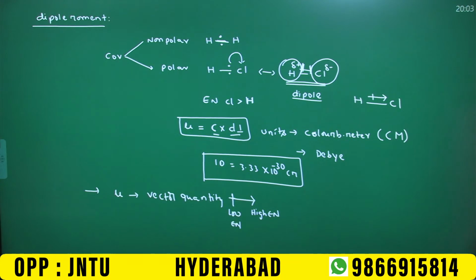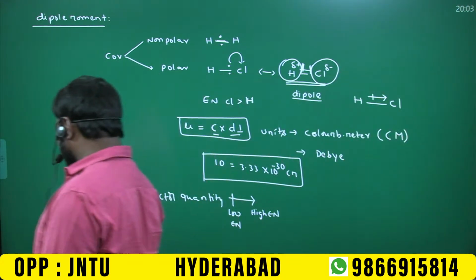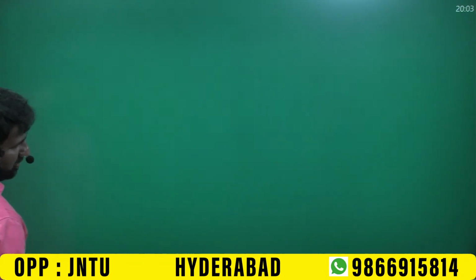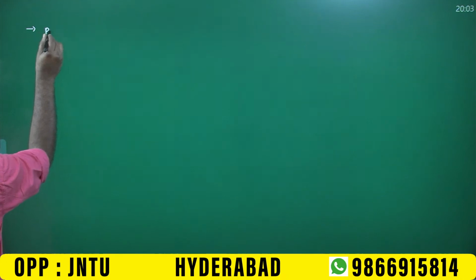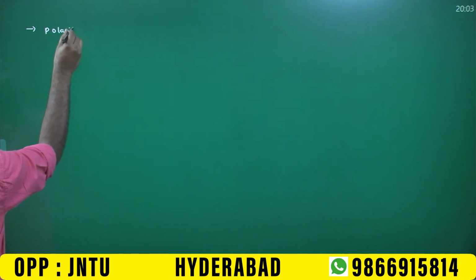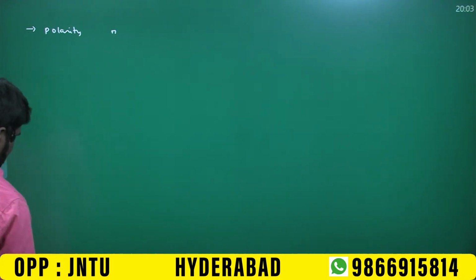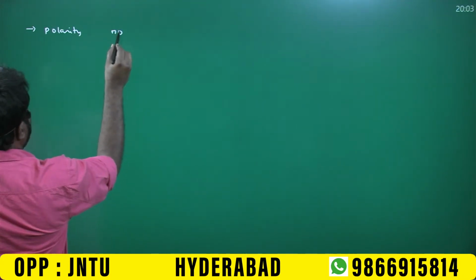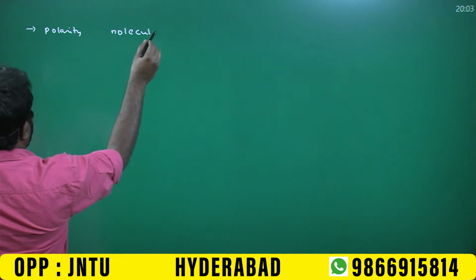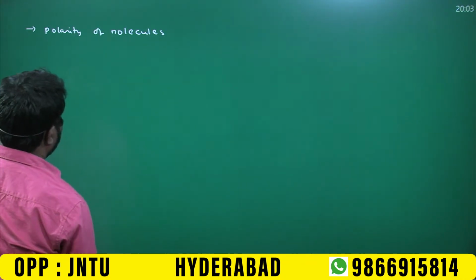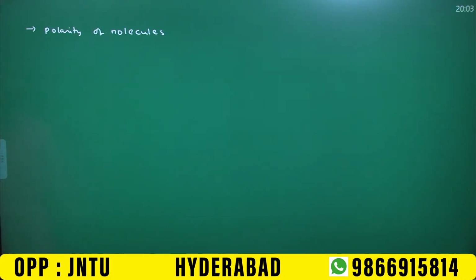So the applications: the first one is that the polarity of molecules can be found. Put the first point: polarity. Polarity of molecules can be found. How can we find it?